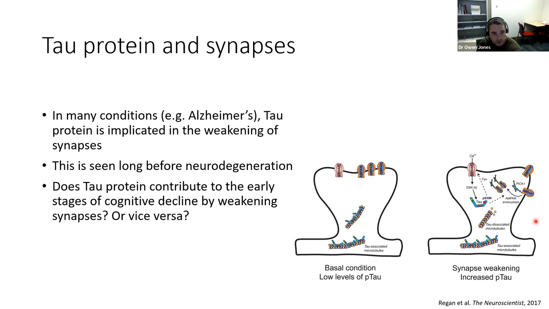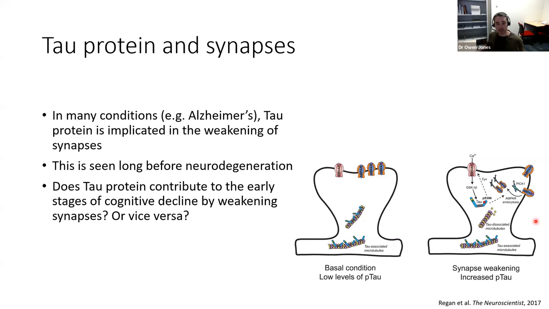Then you'll see that they'll be lost forever, permanently, and then the cell itself will start to shrivel and eventually atrophy and die. So this leads us to a very interesting research question then. What's going on then at these synapses early in the stages of a condition like frontotemporal dementia or Alzheimer's disease? How does tau contribute to the weakening of synapses?